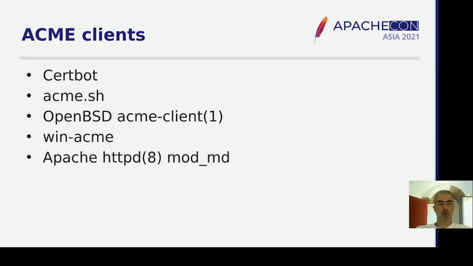I think the most important ones are Certbot, which has been developed by Let's Encrypt itself, which is the default client. ACME.sh, which is a completely bash client that uses curl and other external software to maintain the certificate chain. OpenBSD has its own BSD licensed ACME client.